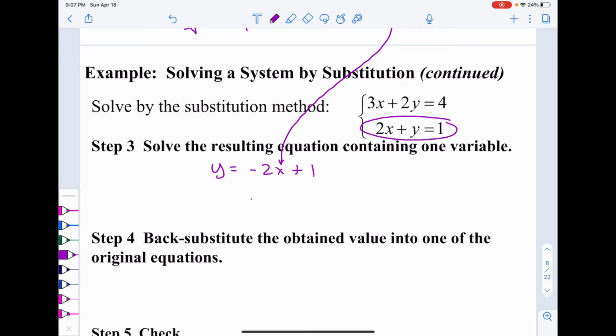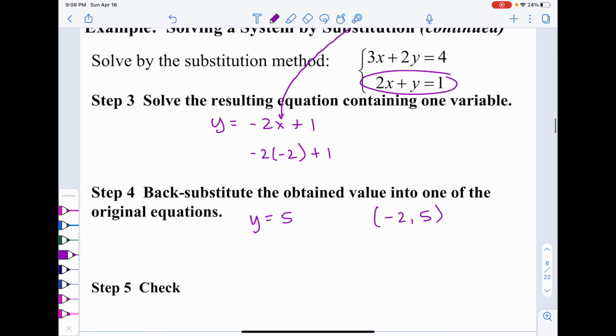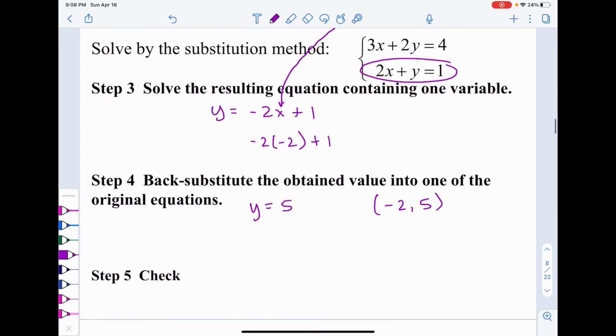So if we plug in negative 2 times negative 2 plus 1, that's going to give us that our y value is equal to 4 plus 1, which is 5. So we found the ordered pair. We have negative 2 comma 5, and step number 5 is to check. So just like what we did in the very beginning, 3 times our x value of negative 2 plus 2 times our y value of 5 has to equal 4. That was from that first equation. And then our second equation, we would have 2 times an x value of negative 2 plus 5. That has to equal 1.